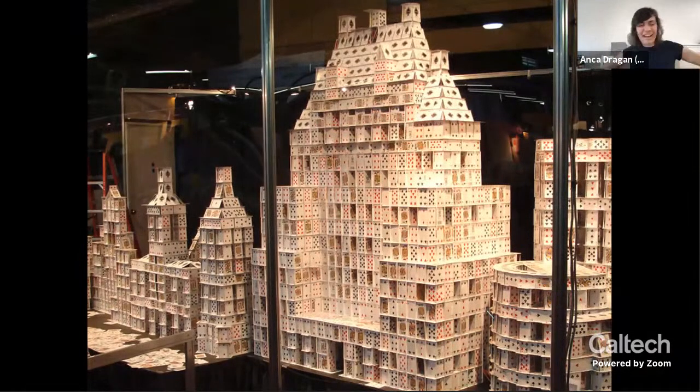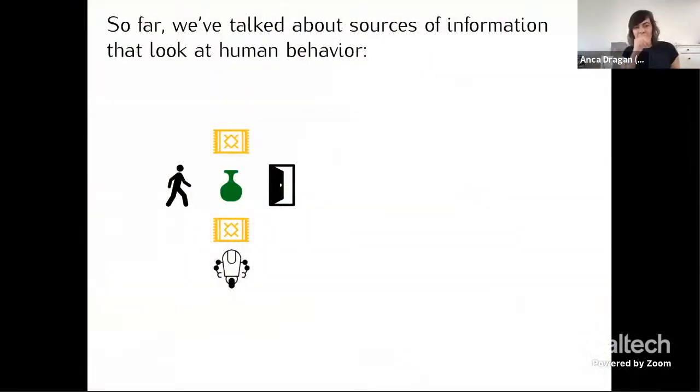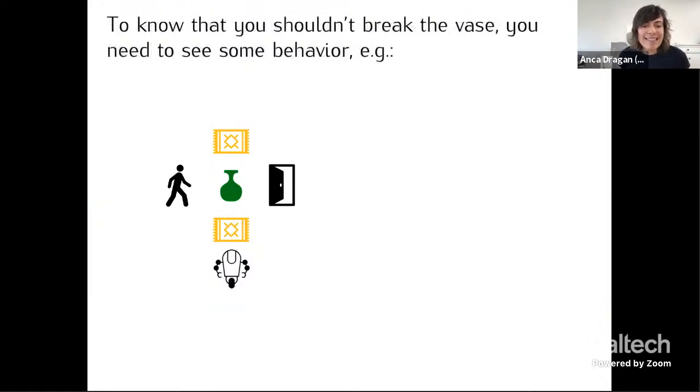We talked in the beginning about how I entered the room with the house of cards, and I know that I shouldn't clean up the house of cards. So far, we talked about sources of information that look at behavior of some form: turning the robot off, pushing on the robot, demonstrating stuff, moving, etc. So if I have a room that has a fragile vase, our metaphor for the house of cards, I have to see the person avoid the vase in order to figure out that the vase is important, that I shouldn't knock over the vase, according to what we've talked about so far.